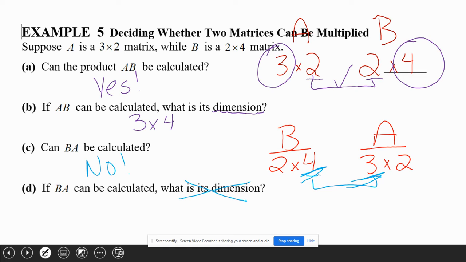So this is where matrices are a little different than regular multiplication, because in regular multiplication, it wouldn't matter if I did 3 times 4 or 4 times 3. I could get 12 either way. It's different when we're talking about matrices.